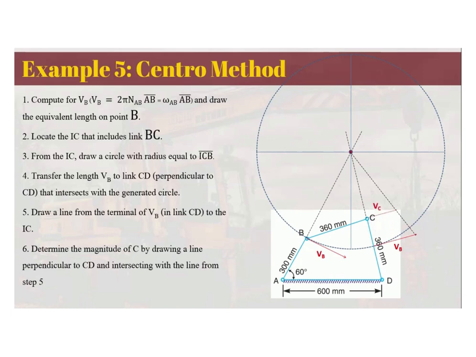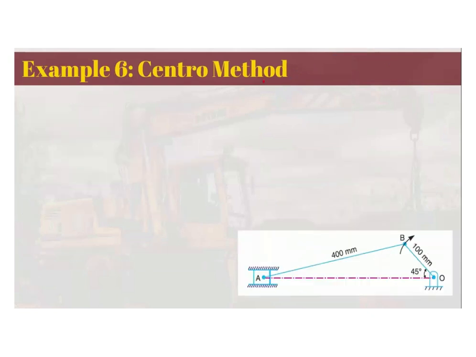The direction must be perpendicular to the link CD, since all velocities should always be perpendicular to the point of rotation. As you can observe, this is perpendicular to this instant center, and this velocity is perpendicular to this instant center. That is the Centro method for finding the velocity using the graphical approach. And we have another example.